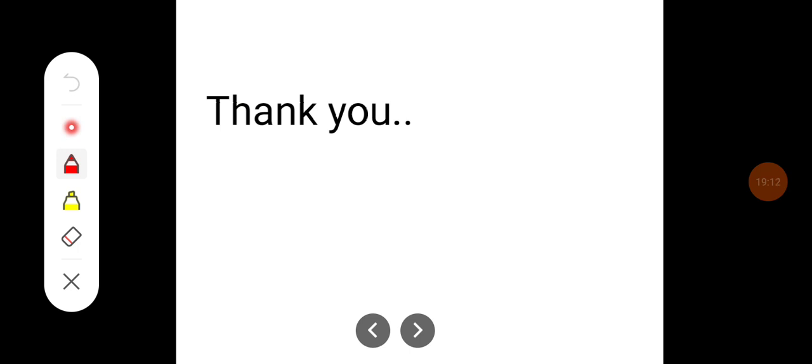So, this is in brief about the descending pathways.